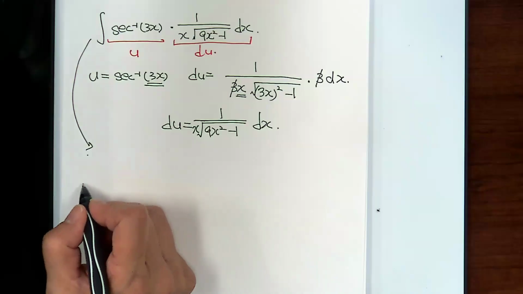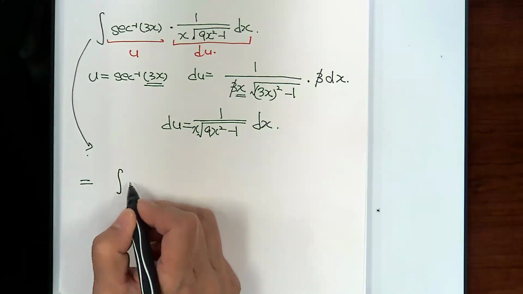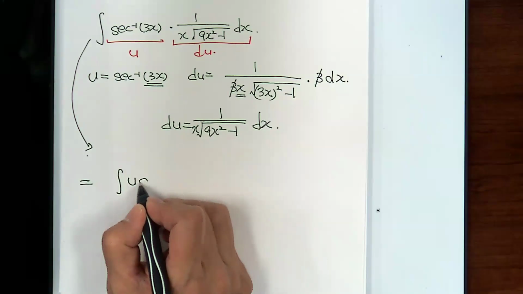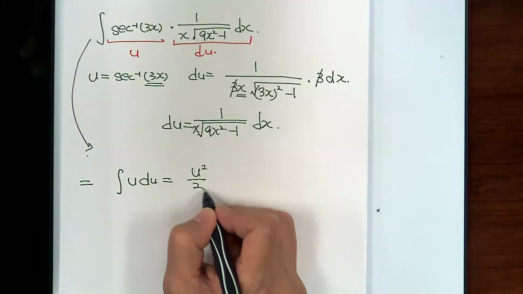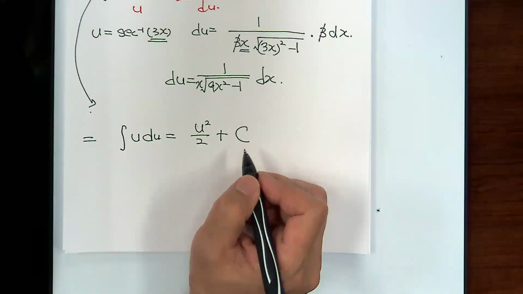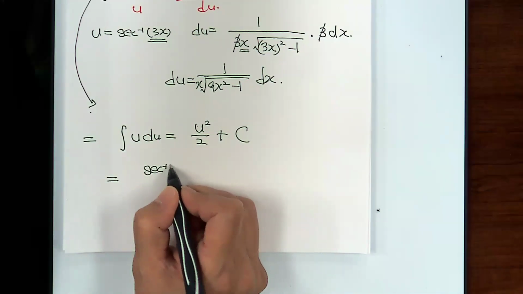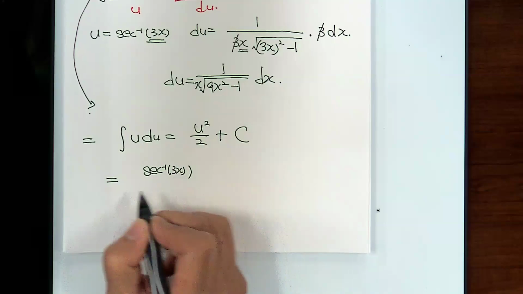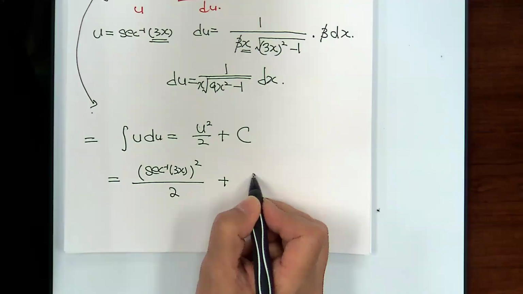Okay, so when we rewrite the integration with the u variable, we have the integral of u du, and that is u squared over 2 plus c. So u is secant inverse of 3x, so the answer is secant inverse of 3x squared over 2 plus c.